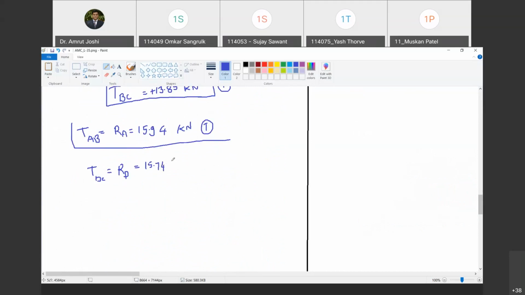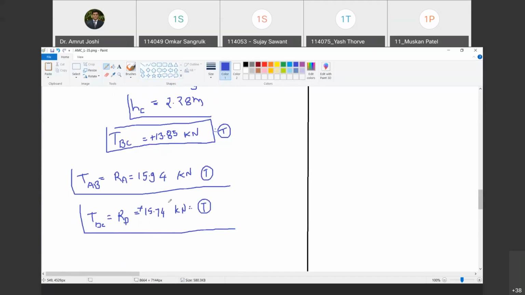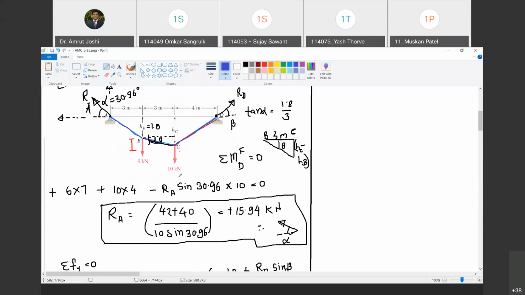15.74 kilonewton. Therefore, tensile. It is plus, so tensile. Are you with me? Yes, sir. So tension is maximum in which portion? AB is going to exhibit the maximum value of tension. Are you with me? Yes, sir. So maximum tension prevails in segment AB or part AB of the string, AB of the cable.